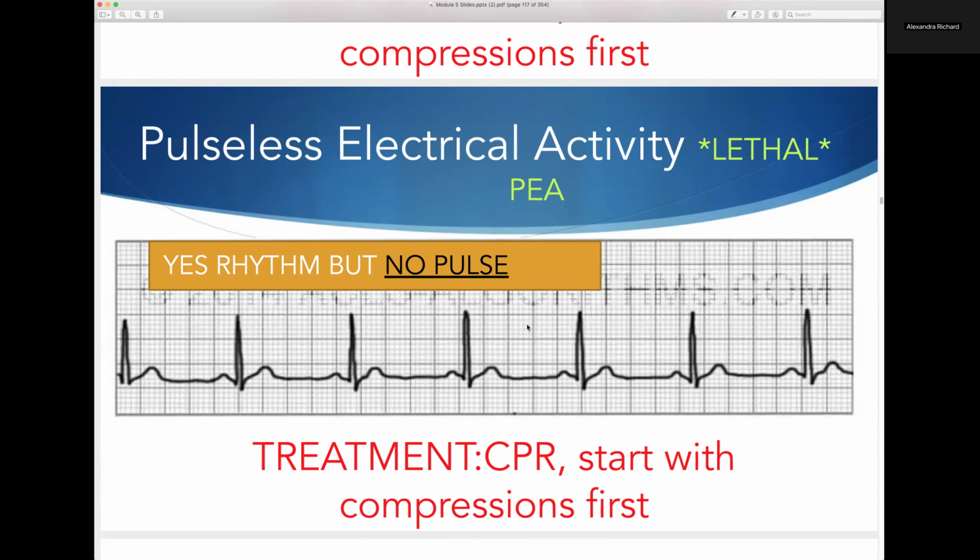Do you want to know why? PEA, she's such a liar. You see an EKG rhythm on the monitor, but it's fake. The patient really has no cardiac activity going on. That's why it's called pulseless electrical activity. The patient has an EKG rhythm on the monitor, but it's a lie because if you check the patient's pulse, they have no pulse. PEA. She's such a liar, man.